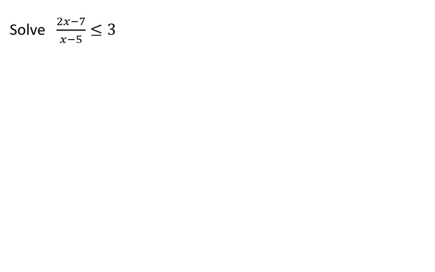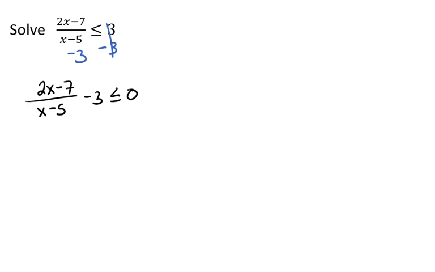In this video, we're going to be solving a rational inequality. When solving a rational inequality, you want to begin by writing the inequality in general form, with the rational expression on one side and the zero on the other. So we'll begin by subtracting 3 from both sides, which will give us (2x - 7)/(x - 5) - 3 is less than or equal to 0.